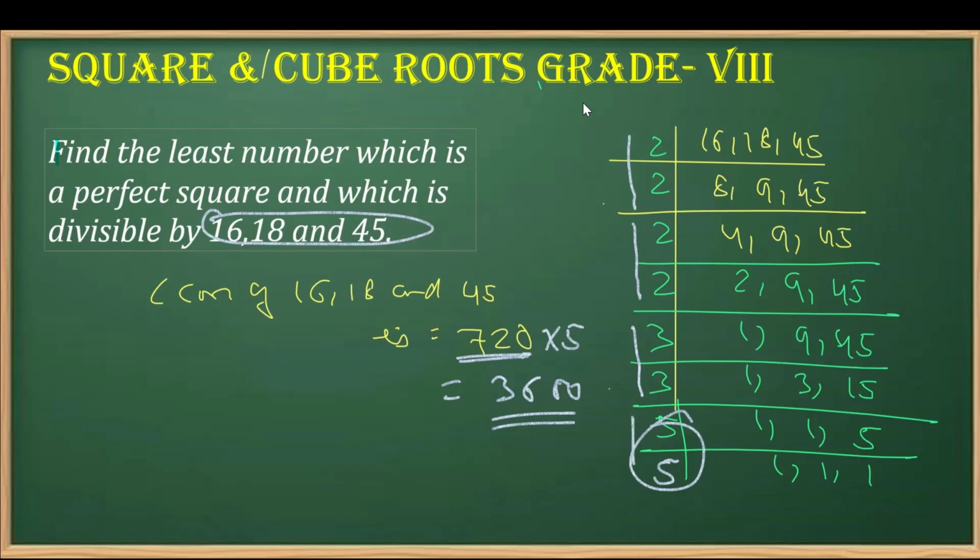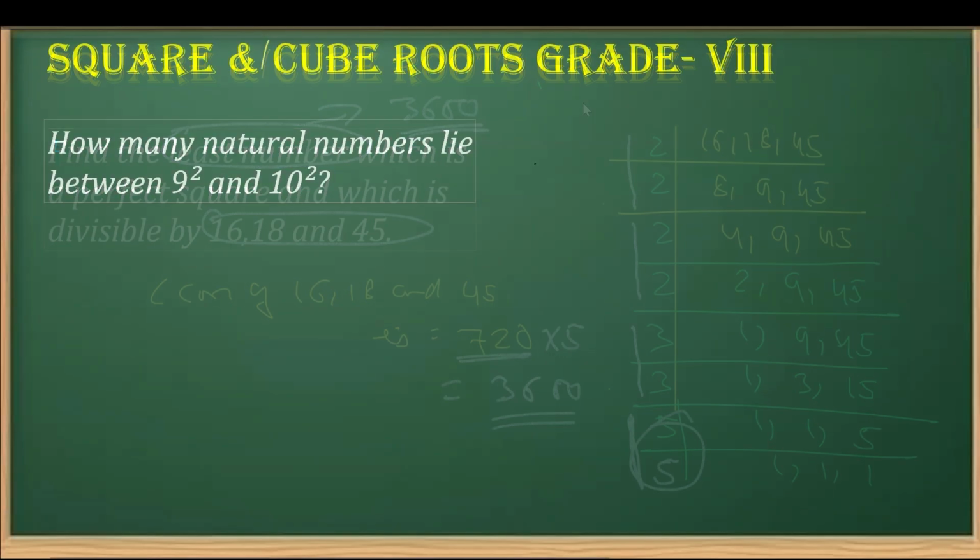As you can see from here, its prime factorization has doublets of these numbers. So we know it's a perfect square. Therefore, we'll say that the final answer, the least number which is a perfect square as well as divisible by these numbers, is 3600.